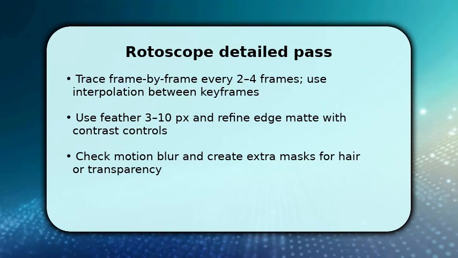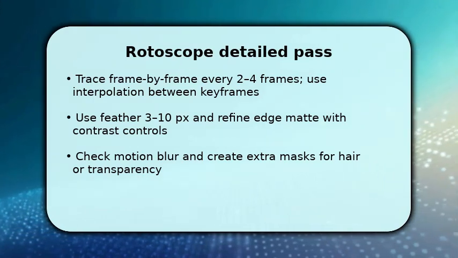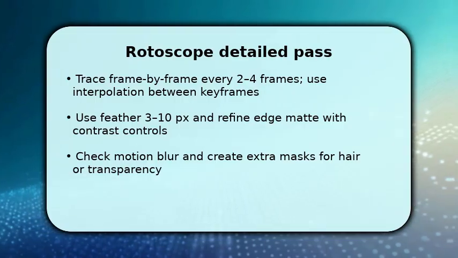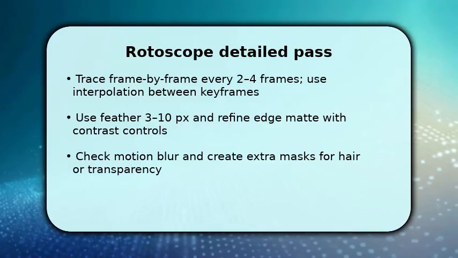Now you perform the detailed rotoscope pass. You trace the subject every 2 to 4 frames and set keyframes so the software interpolates intermediate positions. This reduces workload but still needs tweaks.